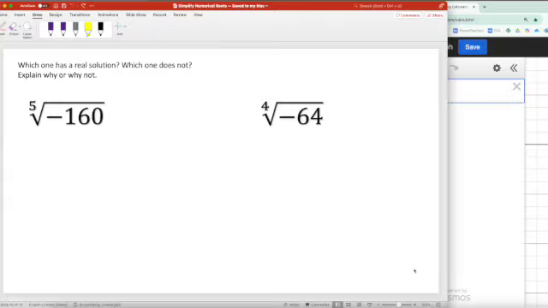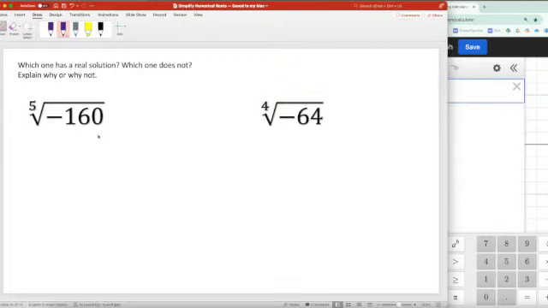So now, just based on what we talked about, I just want you to think about for a minute which one has a real solution and which one does not. Explain why or why not. So the answer to this question is you have to look at the index. So here you can see we have an odd index. We're taking an odd index of a negative radicand, so it does have one solution. It is possible to find an answer to this problem.